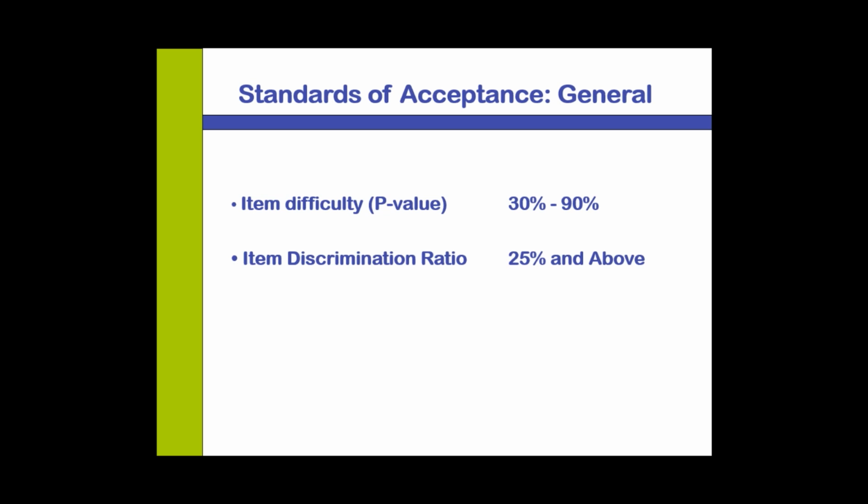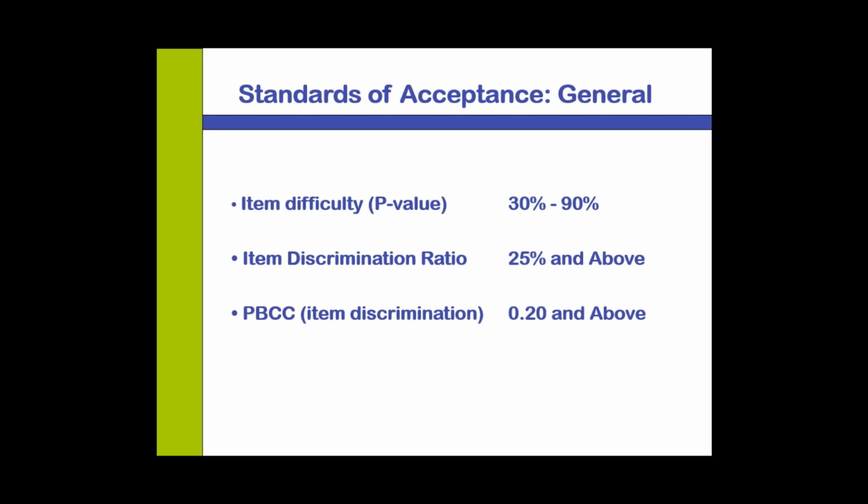The IDR that I mentioned, which takes into account the students' scores in the upper 27% versus the lower 27% of the class, should be at 25% or above, but the better item discrimination statistic that I think you should attend to is the point biserial. At least 0.20 and above would be ideal, and that really shows you that the test item is truly able to discriminate which students really understand and know how to apply the material versus which do not.